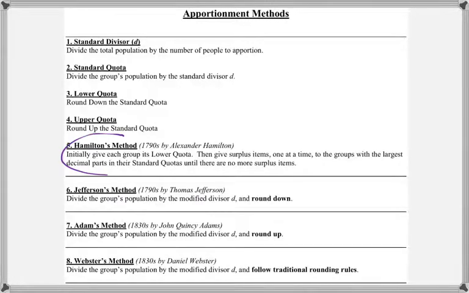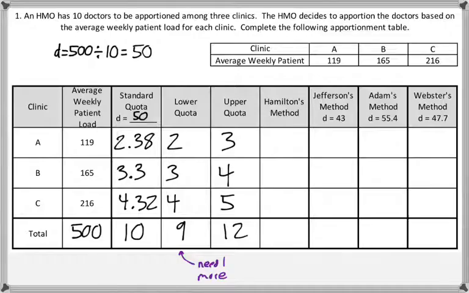Now we can complete Hamilton's method. For Hamilton's method, we need to initially give each group its lower quota. Then we need to give surplus items one at a time to the groups with the largest decimal parts in their standard quotas until there are no more surplus items. So I want to initially give each group its lower quota. Clinic A is going to get 2, Clinic B is going to get 3, and Clinic C is going to get 4.